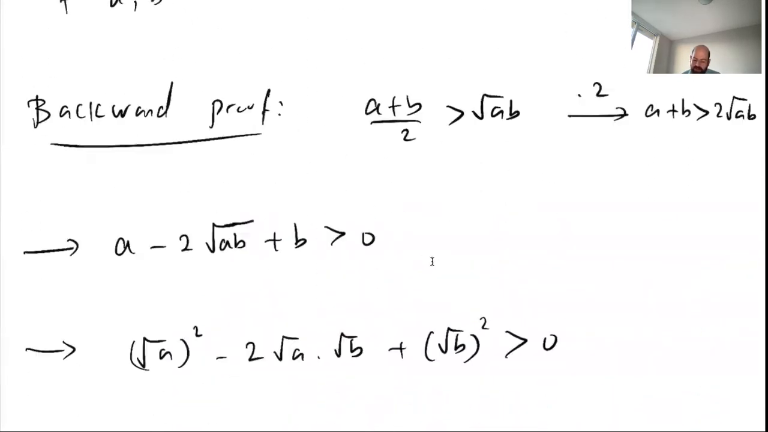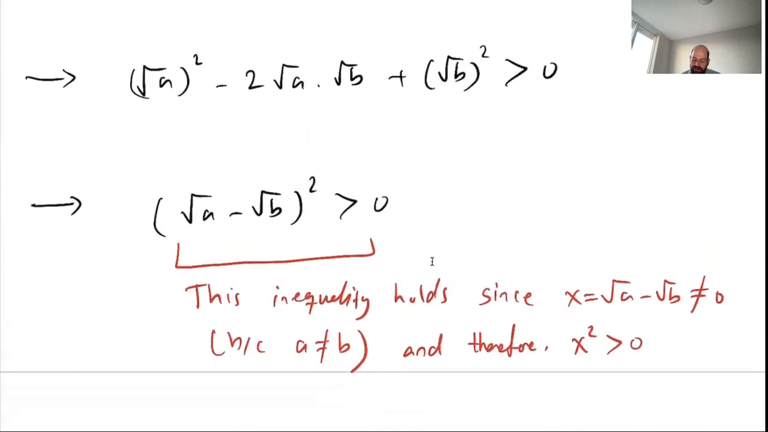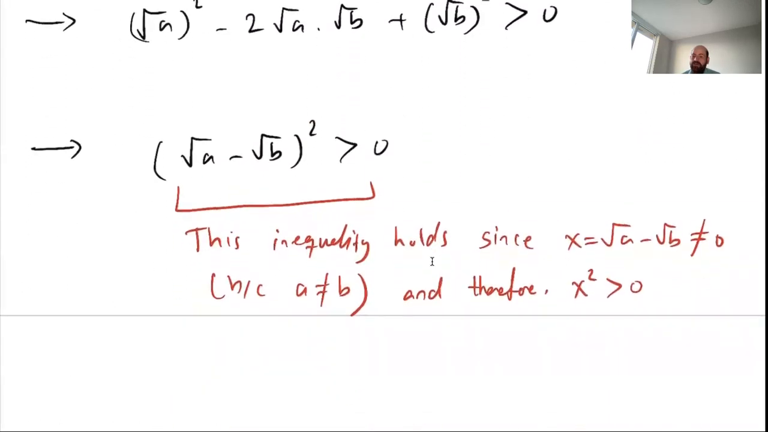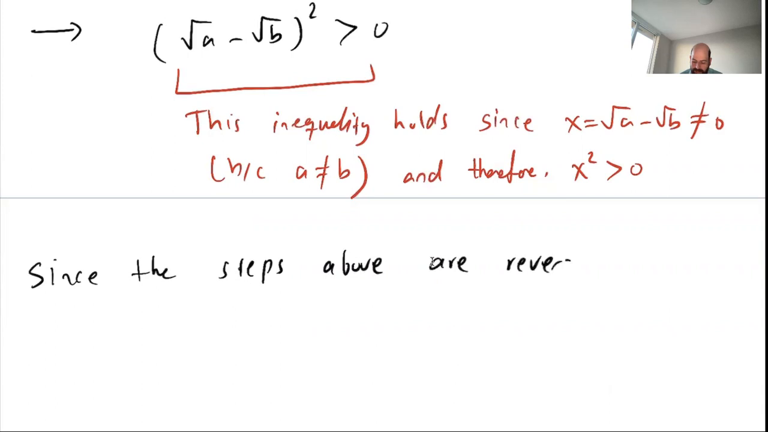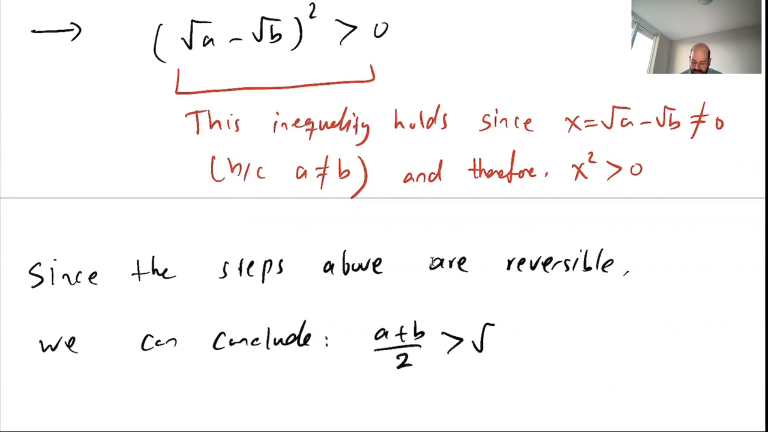So I started with my goal. I reached a step that I already know it's true. I wrote here why it's true. And what is left to do? At the end of your proof, you can add: since the steps above are reversible, we can conclude that a plus b over 2 is bigger than root ab, as desired.